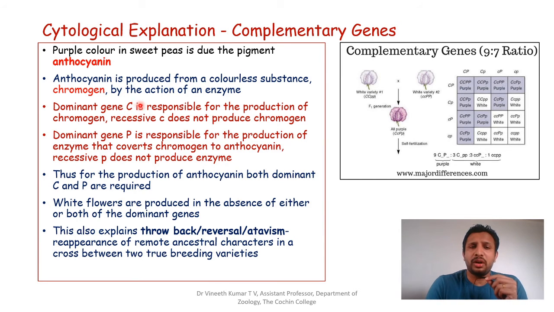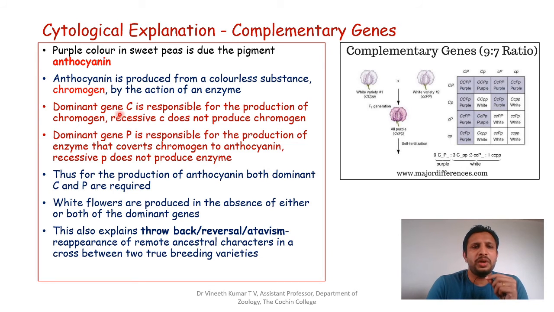Either in homozygous or heterozygous condition, because it is dominant, it produces the colorless substance called chromogen. And when this is recessive, it does not produce the chromogen. And the dominant gene capital P, whether in the homozygous or heterozygous condition, produces the enzyme which converts chromogen to anthocyanin. So only when capital C and P are both present do you get a purple color.